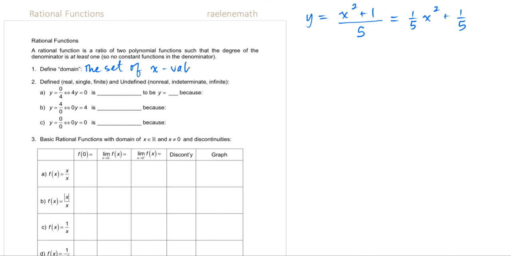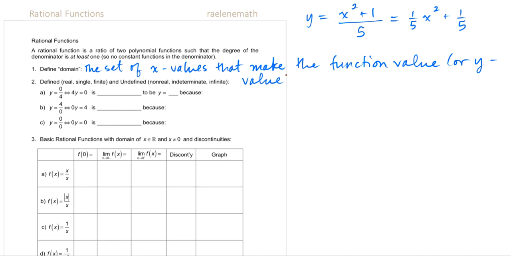And when we talk about a value being defined, we really mean that the value is a real, single, or finite value. So to make the function value, remember that the function value is the output or the y value. And that's really the value that the function or the height of the graph is when x is a certain coordinate. And so to be defined, we want the number to be a real value, a single value, and a finite value.